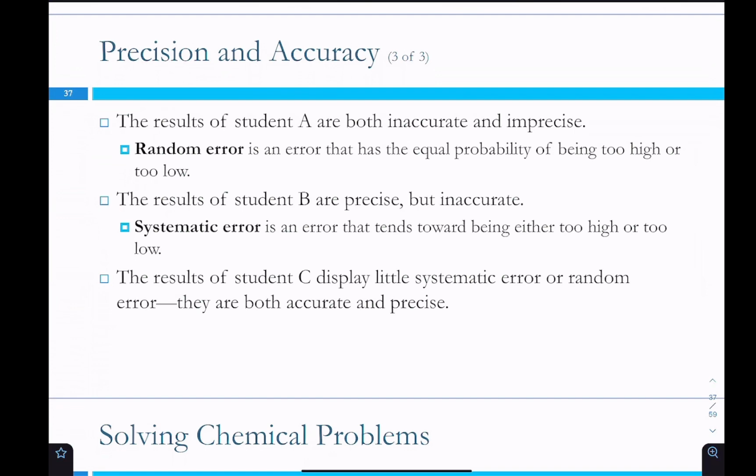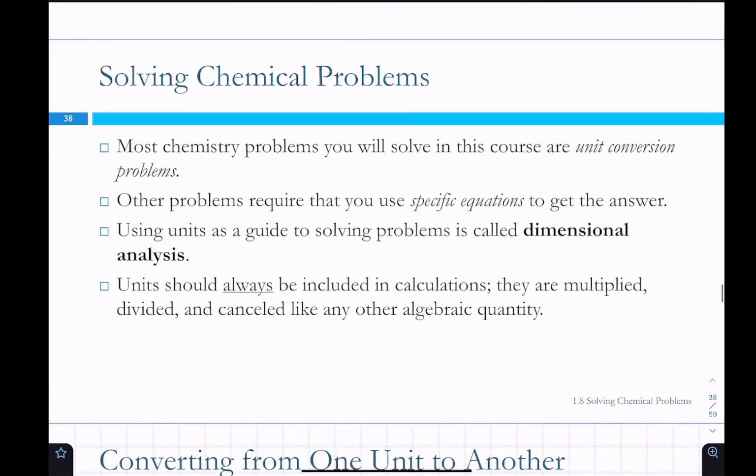subtle variations. So this is where we're getting into most of the rest of chemistry is going to be unit conversion problems. Other problems will require you to use specific equations, so more than Chem 20. There are specific equations that we have to be using for different calculations. But using units as a guide to solve problems, we can do something called dimensional analysis. And this is one of the most powerful things that you can learn in chemistry, and it applies to some physics as well.